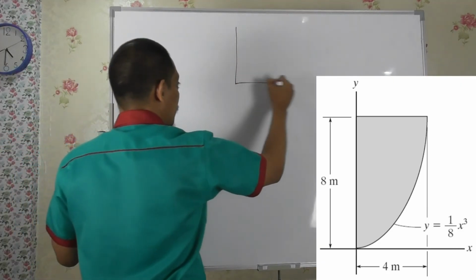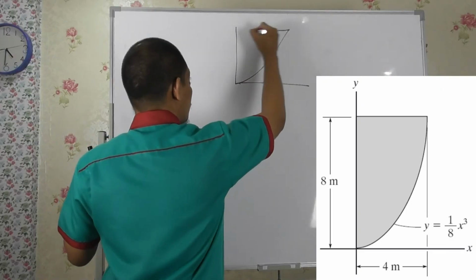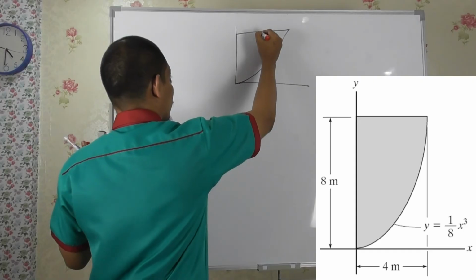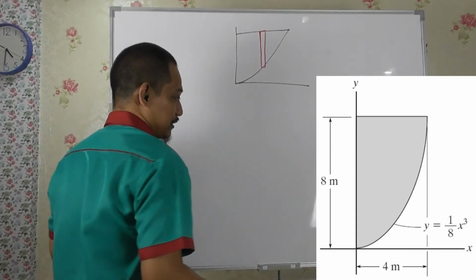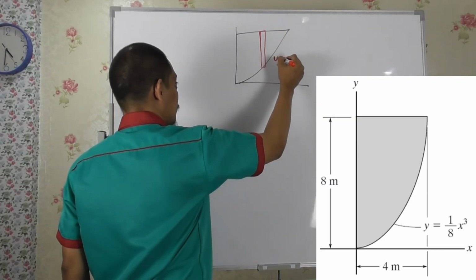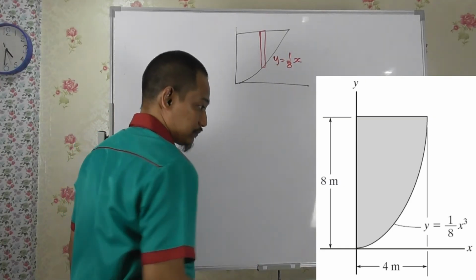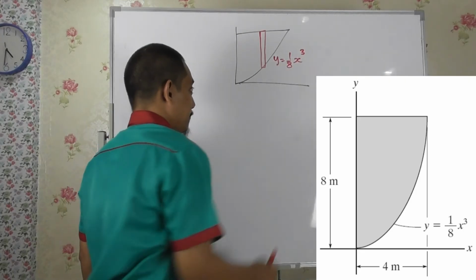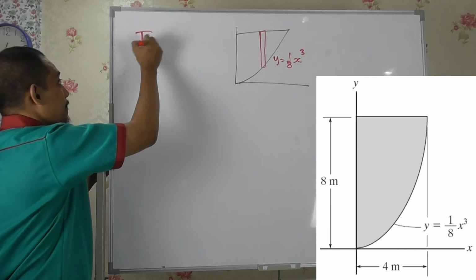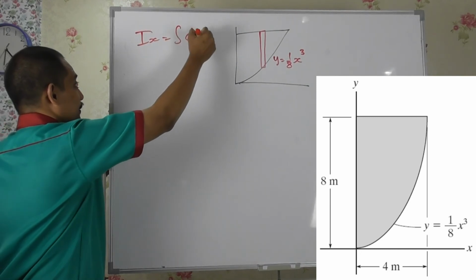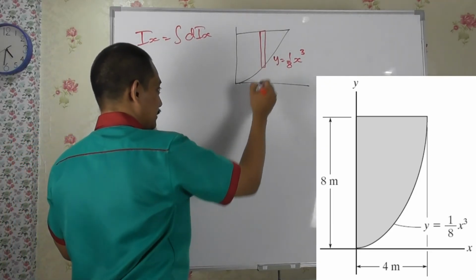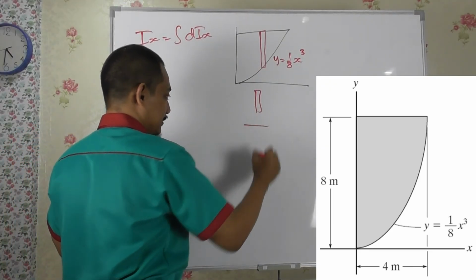So the same area, but for whatever reason, maybe you are bored out of your life, you want to use the vertical element there, right? And this is y equal to 1 over 8 x cubed. So if you want to use this one, then Ix is the integration of dIx, and you have to determine what dIx is for this element here, for an axis like that, right?